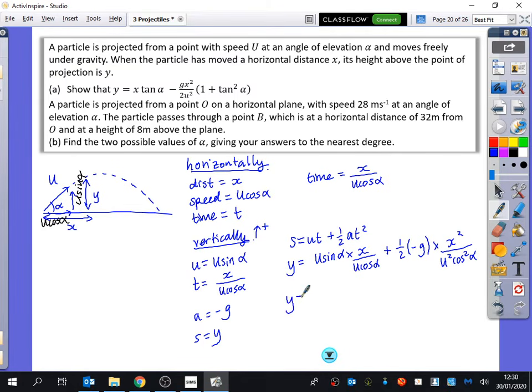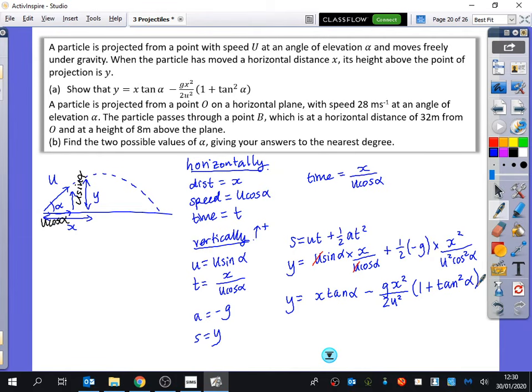So we get y equals, well, the u's cancel. The sine alpha over cos alpha becomes tan alpha, so you get x tan alpha. You then get here minus, on the numerator, g x squared. On the denominator, you have 2 and u squared. And we also have the 1 over cos squared, which we said is sec squared, which we said is 1 plus tan squared alpha.